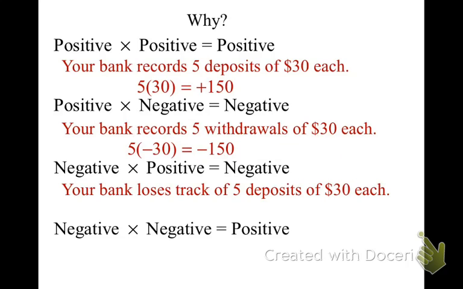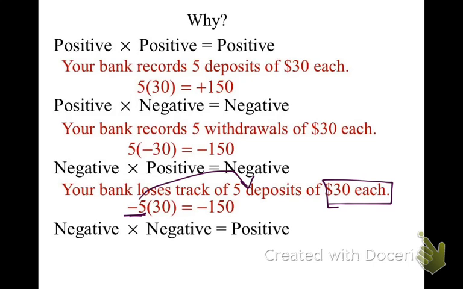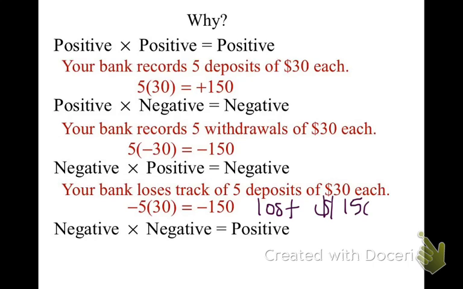So next example, our bank loses track of 5 deposits of $30 each. Key word here, they lose, and then we have deposits of $30 each. See what happens. Since they lost track, they lost my 5 deposits. That's a bad thing. $30, that's my positive. So they lost $150. That's why it's a negative, because they lost track of it. If it's gone, that's always a bad thing.